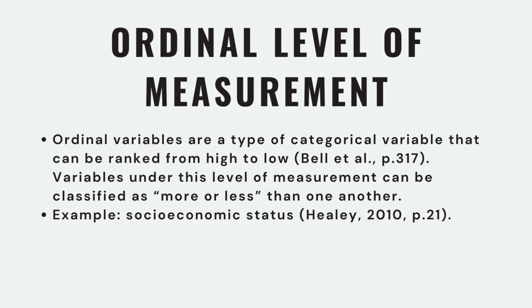Variables under the ordinal level are called ordinal variables. Ordinal variables, which are also a type of categorical variables, are variables that can be ranked or ordered, such as from high to low. Variables under this level of measurement can be classified as more or less than one another. An example of this is socioeconomic status, as middle class, for example, can be ranked higher than lower class and can be ranked lower than upper class.